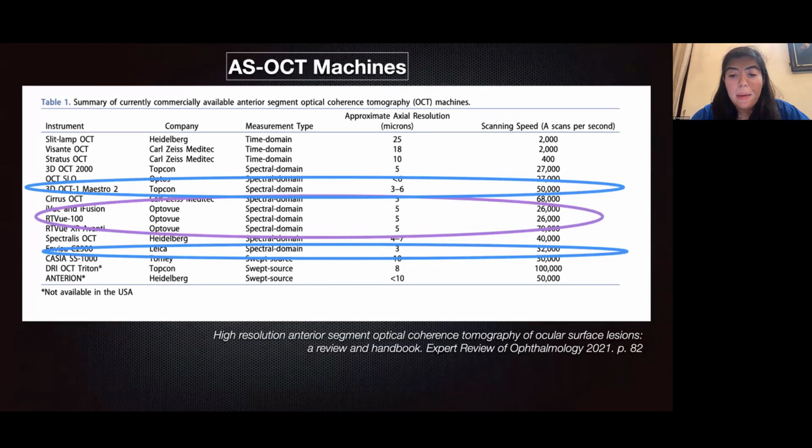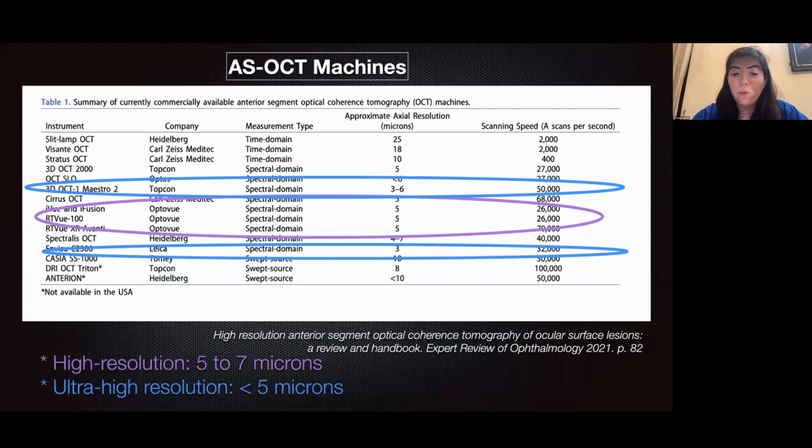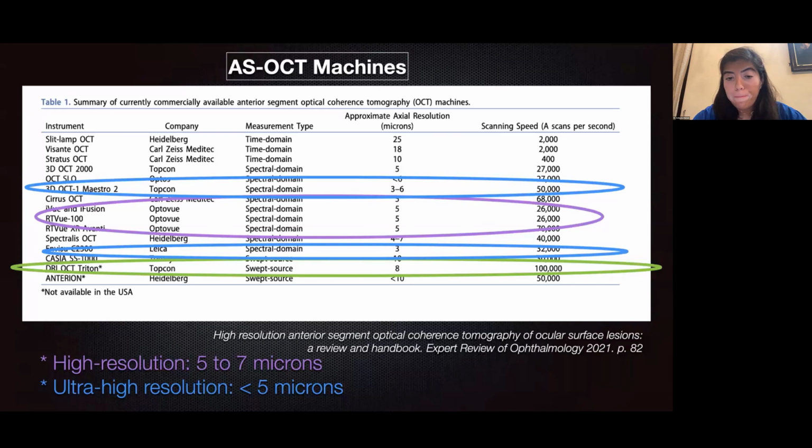Rapidly obtained images can range from axial resolutions in the range of 5 to 7 microns. That is considered high resolution, and you can see that in purple here on your screen. Whereas ultra high resolution involves axial resolutions of less than 5 microns. More recently, commercially available swept source OCTs like the one shown in green have emerged that can acquire up to 100,000 A scans per minute.